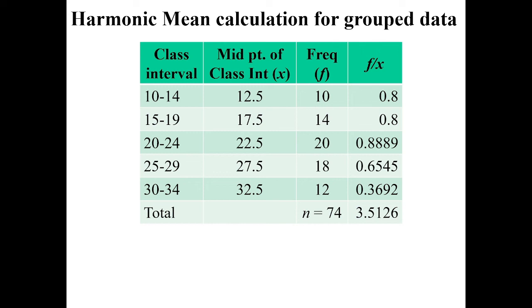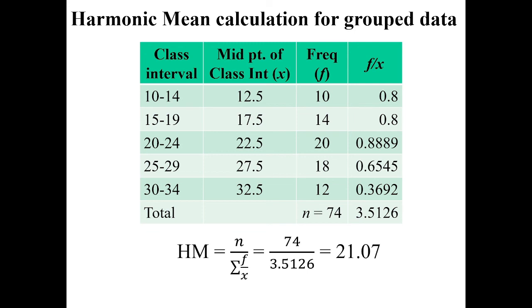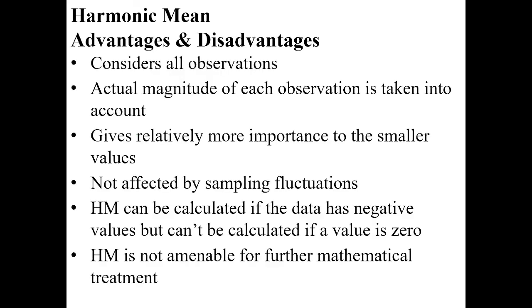Here, for the arithmetic mean we calculated f into x. In harmonic mean, we take f by x. So 10 by 12.5 is 0.8, 14 by 17.5 is 0.8. Like that, you calculate and take the sum, 3.5126. Then harmonic mean is n upon summation f over x, that is 74 divided by 3.5126, which is 21.07. This is how you calculate harmonic mean for grouped data.